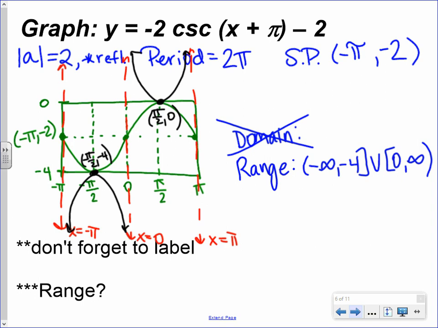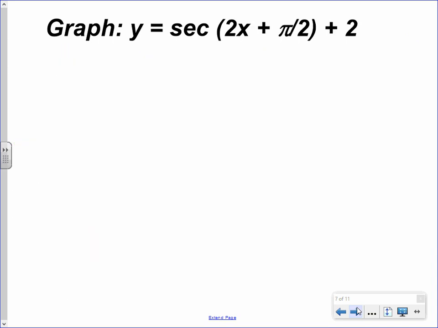Okay, quickly we are going to graph this guy. Go ahead and write it down. And we'll get to tangents.